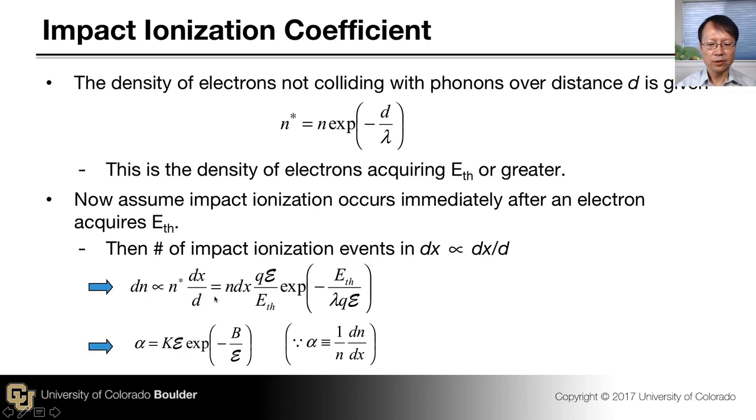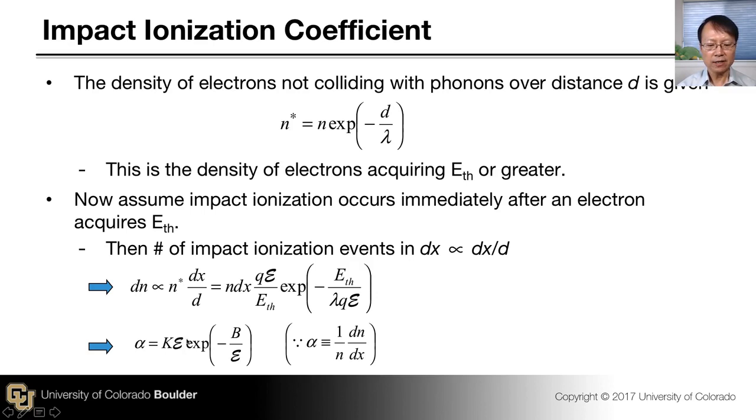So if you plug in the definitions for n star, and also the equation for d in the previous slide, then you get this equation here. And because alpha is defined as 1 over n times dn dx, this is simply the definition of the impact ionization coefficient. From this equation, you can derive an expression for alpha.